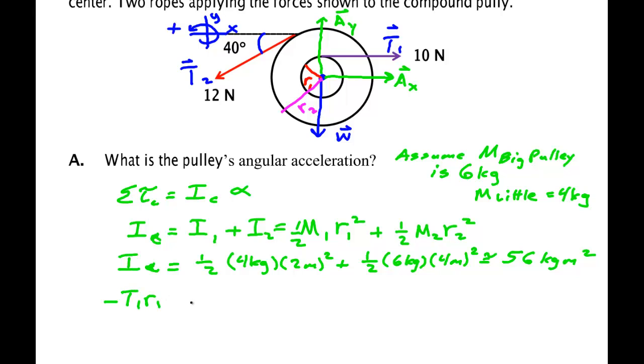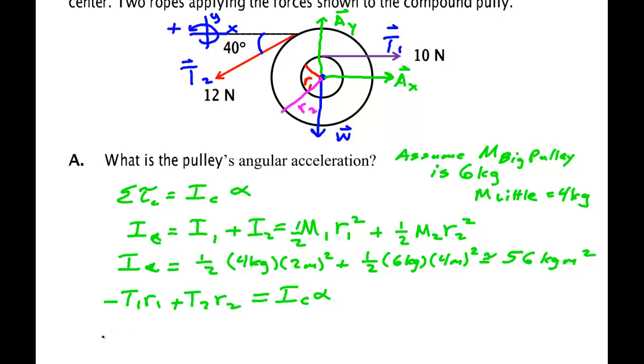And that distance is R1. And for this one out here, it's plus T2R2. And that's going to be equal to Iα. Now, what about all these other forces? This force here, this force here, this weight. They have no moment arm because they're applied at the axle, so they produce no torques.